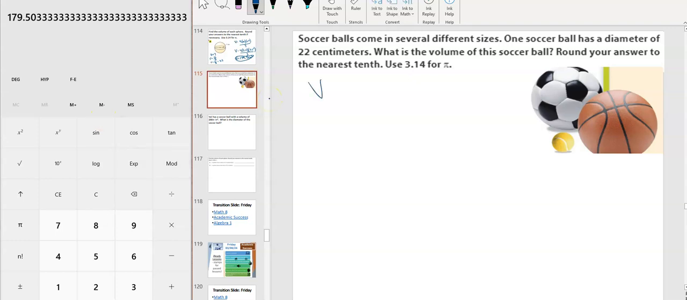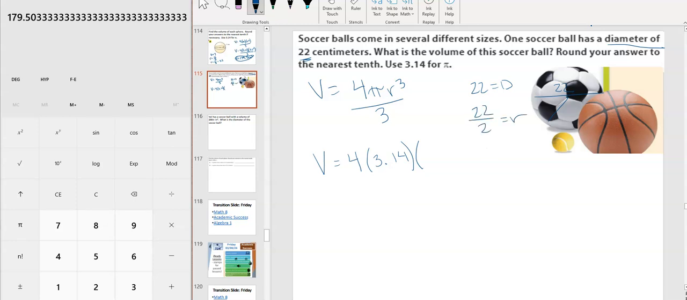So again, I'm going to use that formula. V equals 4 pi r cubed divided by 3. And I'm going to start filling in. So I know that pi is 3.14. My radius, it tells me my diameter is 22. So all the way across this soccer ball is 22. So what is just half of that soccer ball? If 22 is my diameter, I'm going to do 22 divided by 2 to make my radius. That is 11. Okay, so this is going to be 11 cubed. And I'm dividing by 3.